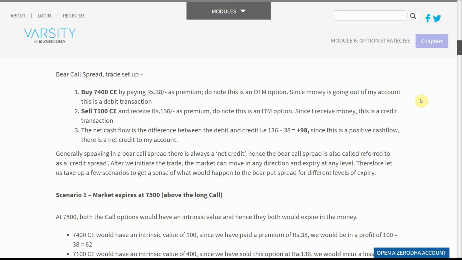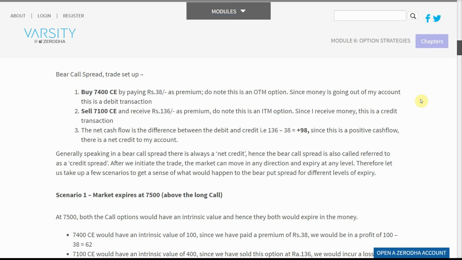Sell 7,100 CE and receive 136 rupees per share as premium. Do note this is an ITM option. Since I receive money, this is a credit transaction. The net cash flow is the difference between the debit and credit, i.e. 136 minus 38 equals plus 98. Since this is a positive cash flow, there is a net credit to my account. Generally speaking, in a bear call spread there is always a net credit. Hence the bear call spread is also referred to as a credit spread.